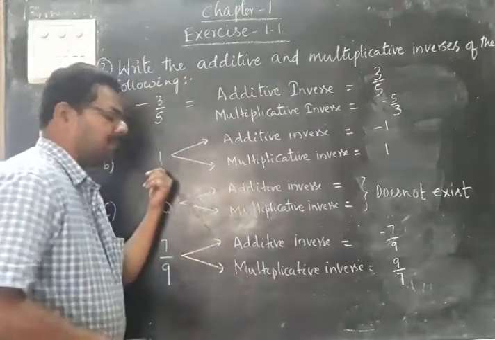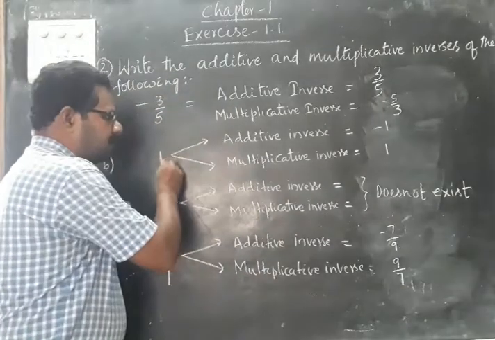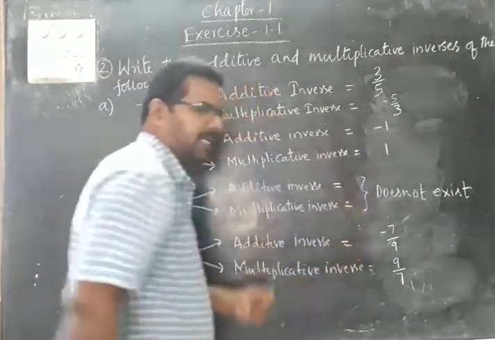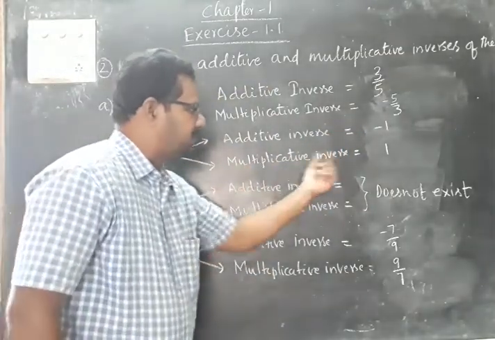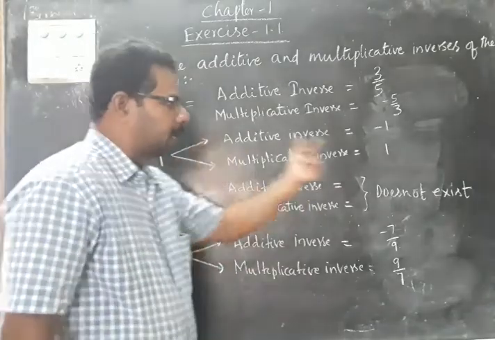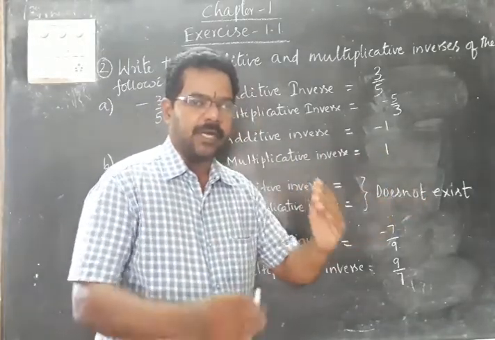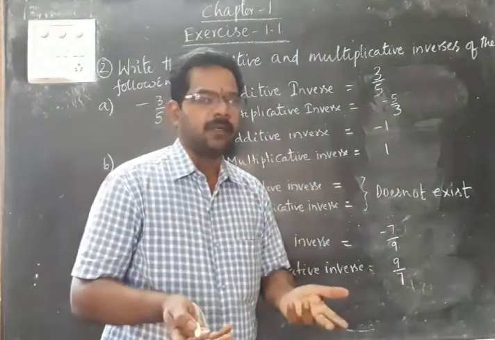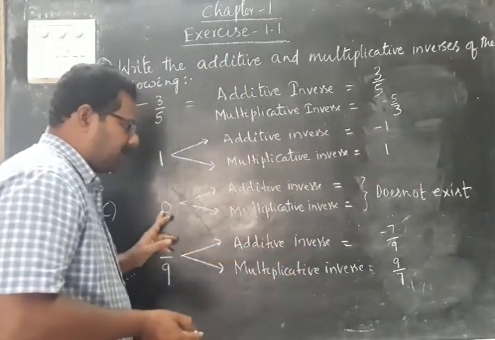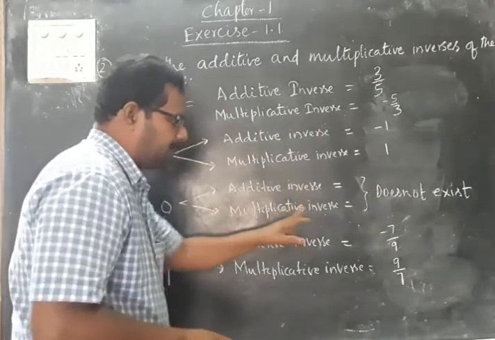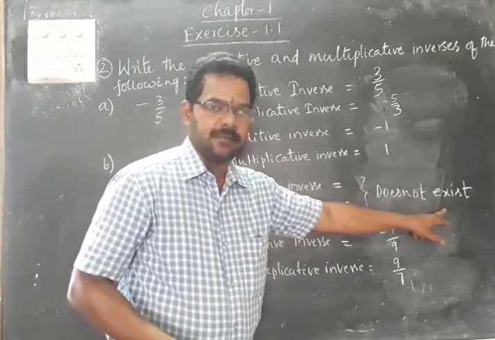Like that, for the second one, 1 is given. For 1, additive inverse is equal to minus 1. 1 plus minus 1 is equal to 0. Multiplicative inverse is 1 into 1 by 1. 1 by 1 means only 1. So 1 into 1 is equal to 1. Next, for 0, additive inverse and multiplicative inverse do not exist.